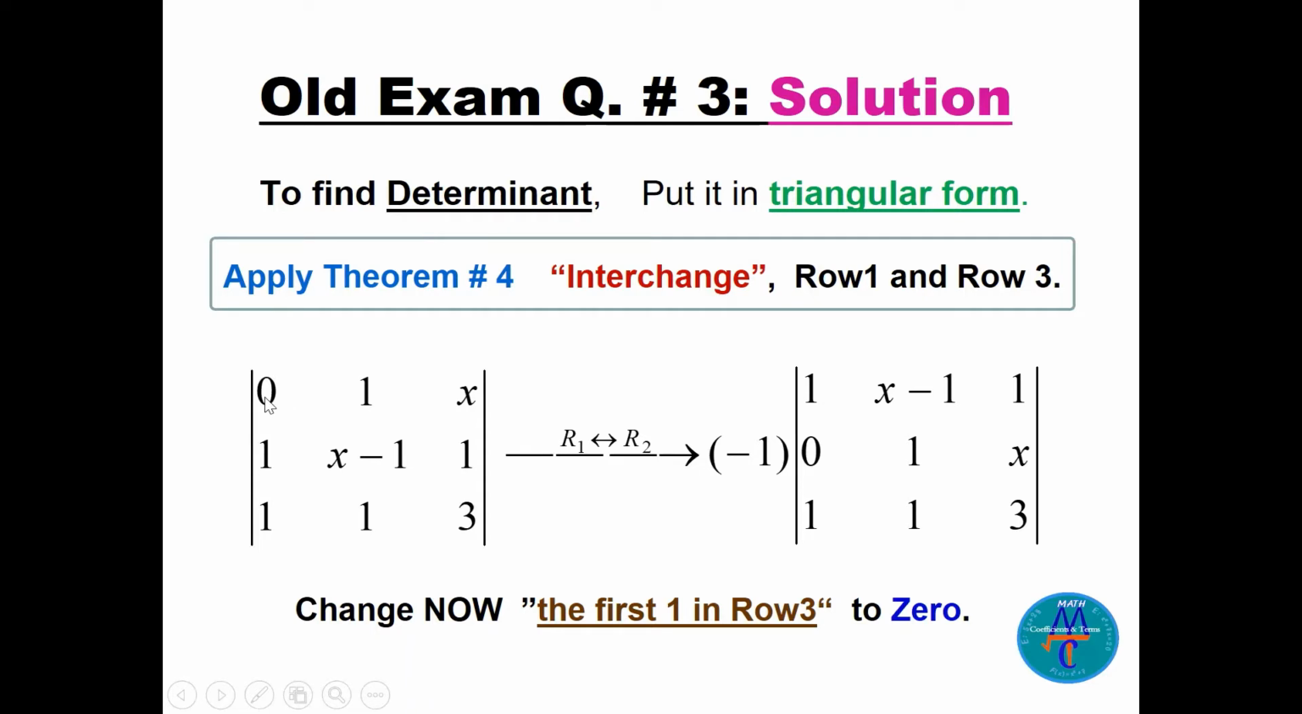Let's put it in triangular form to make it easy. See here, I have 0. So it's a good idea that I interchange row 1, which is 0, 1, x, and put it in row 2, and row 2, 1, x minus 1, 1, I put it up here. But I have to multiply that by minus 1, interchanging 2 rows. So I put minus 1 outside. Now, this one is already 0. I have to change this number here to 0.